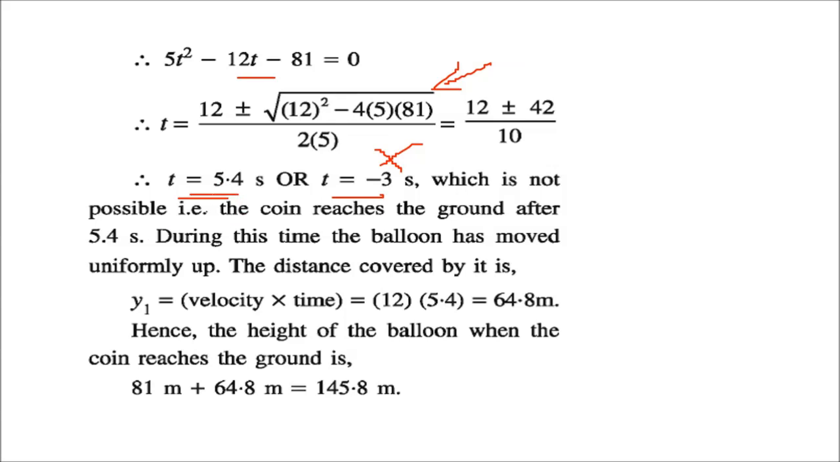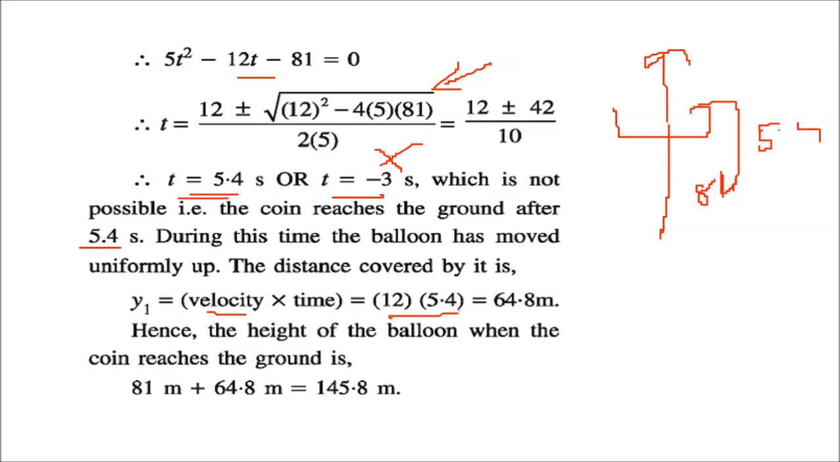Now during this time, the balloon was already at 81, but because the coin has taken 5.4 seconds to reach, by this time the balloon might have gone up, because it is going with the uniform velocity which is 12, the time is 5.4, so how much has it gone up? 64.8. So 81 plus 64.8 is the height of the balloon when the coin actually touches the ground.